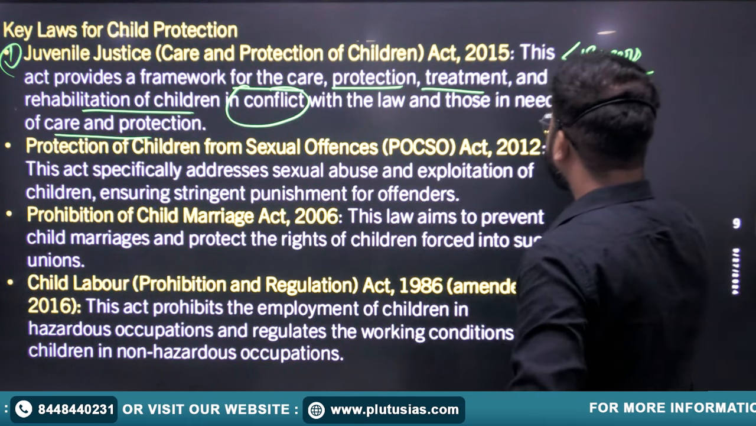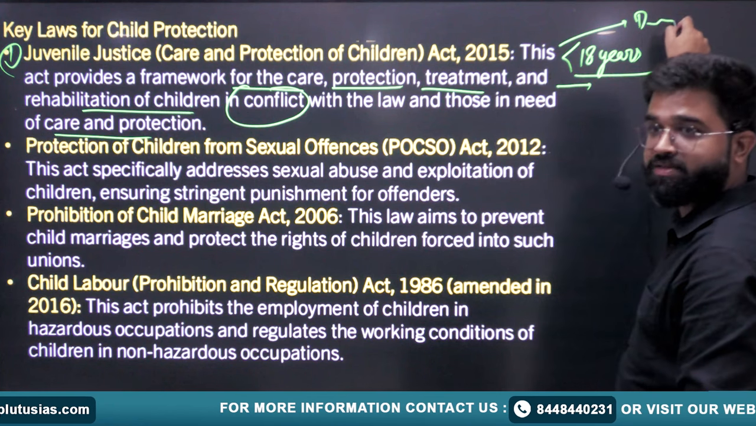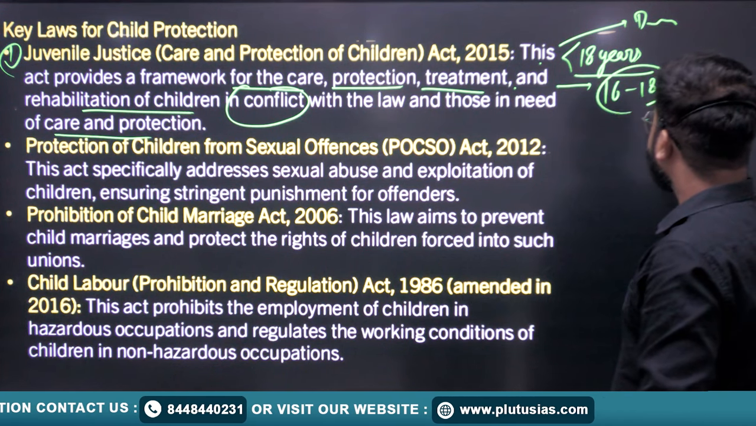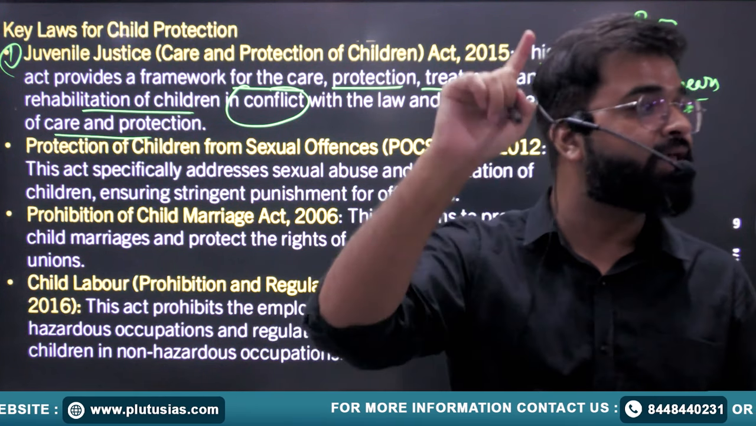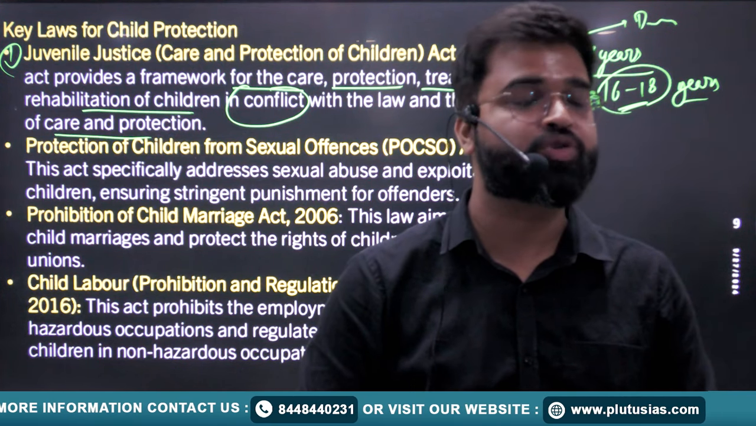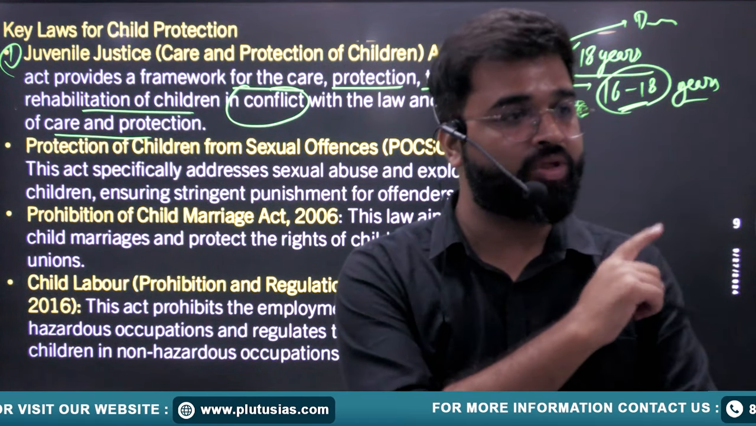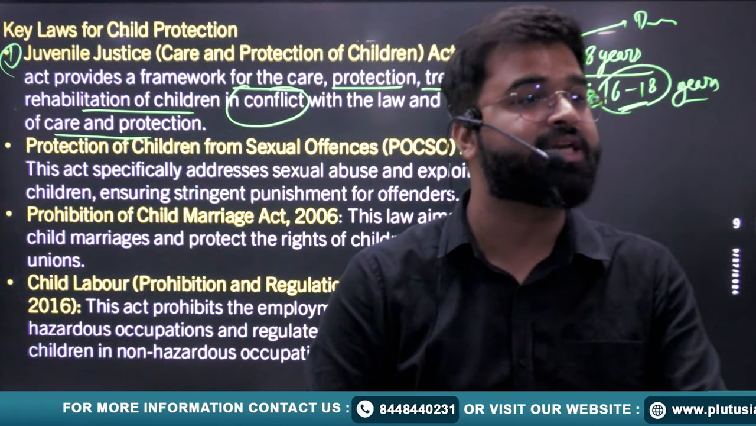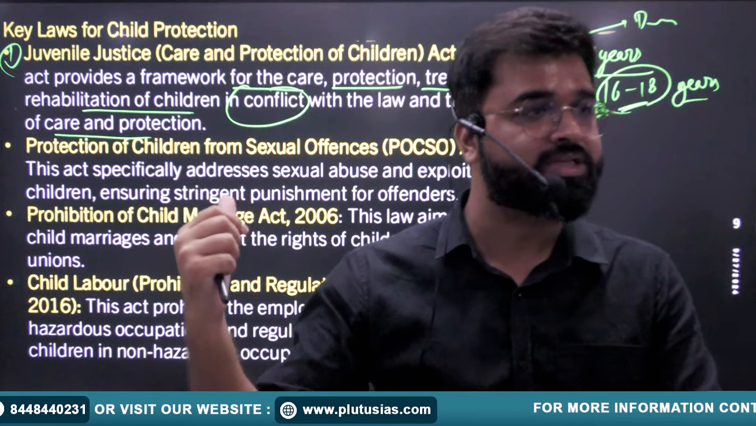Okay? One change was made in this particular act after the Delhi gang rape case. What was the change? From 16 to 18 years of age, an exemption was made. Why? Because one of the accused in that particular case was a minor. He had crossed 16 years of age, but he was under 18 years of age. And he was involved in that heinous crime. So one exemption was made in that particular Juvenile Justice Act, that those children or minors who are involved in such heinous crimes will be treated according to the Indian Penal Code rather than the Juvenile Justice Act. Okay.